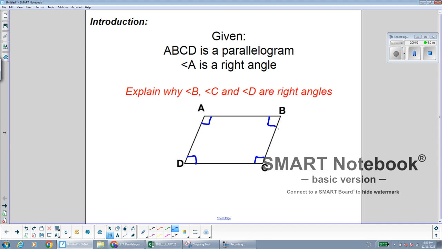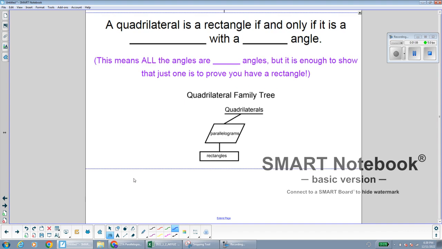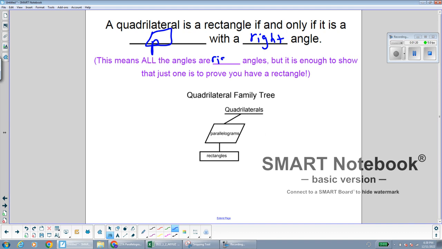to each other. So we know now that if we have a parallelogram that has a right angle, that implies that all the other angles are right angles. And that is actually the definition of a rectangle. A quadrilateral is a rectangle if and only if it is a parallelogram with a right angle. And as we just saw, if it has one right angle, this means all the angles are right angles. But it is enough to show that just one is to prove you have a rectangle.